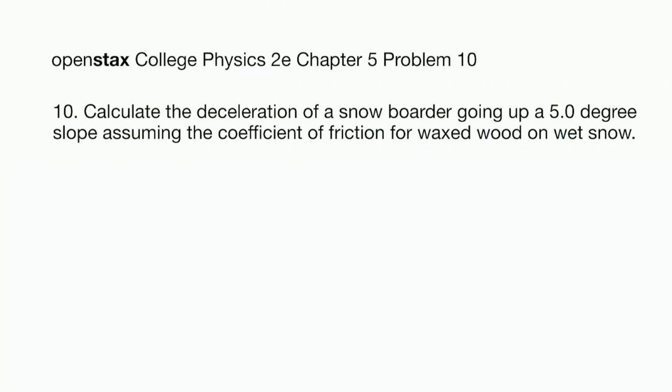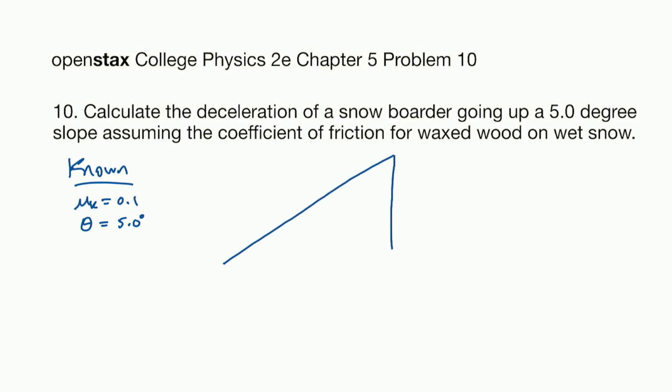All right, let's write down what we know. We know mu k is 0.1, and let's call theta 5 degrees. Okay, let's make a triangle. Make it pretty big here. Here's our theta. Let's put the snowboarder, say, there. And we will use a coordinate system with positive x going up the slope, positive y perpendicular to the slope.